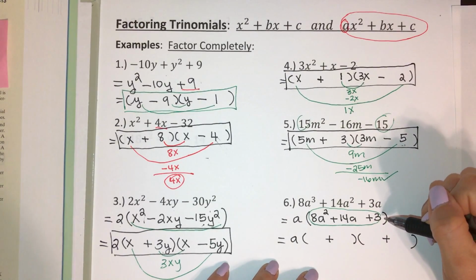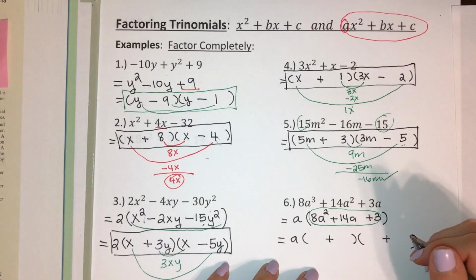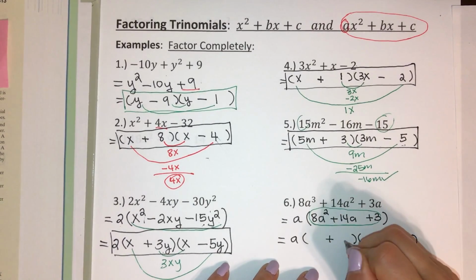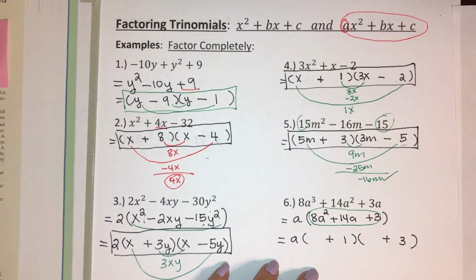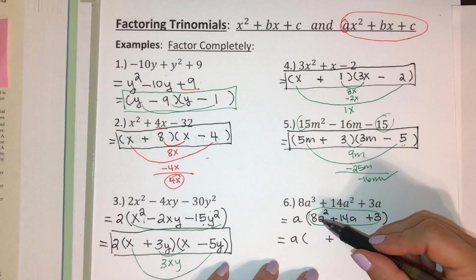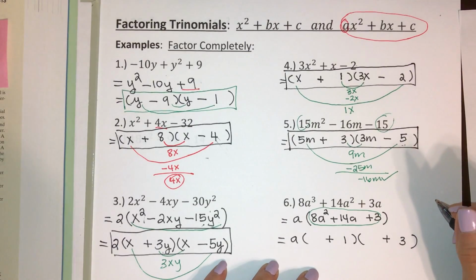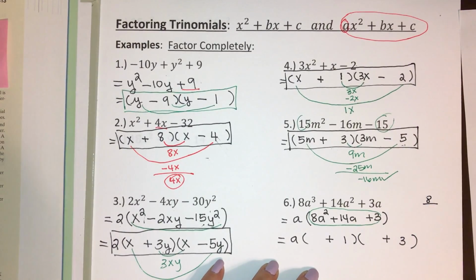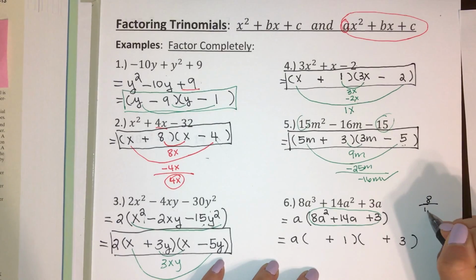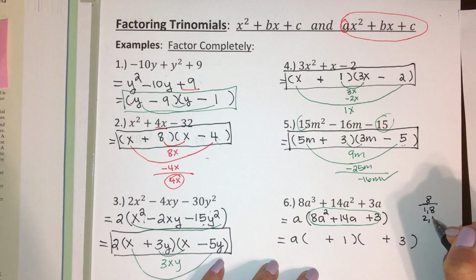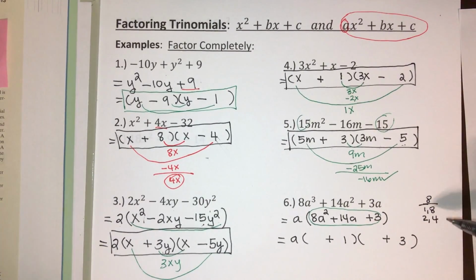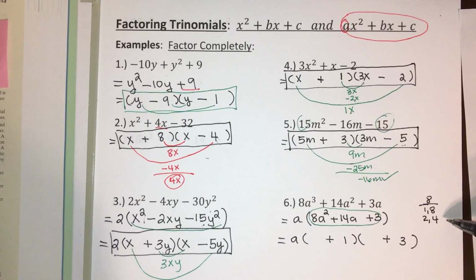Factors of 3, I only have one choice, 3 and 1, so that's the only way to write it, 3 and 1. And then I need to figure out factors of 8. So factors of 8, there are a few. I'm going to write them on the side here. I can use 1 and 8, 2 and 4. So it's only going to be one of these. I can't use both.